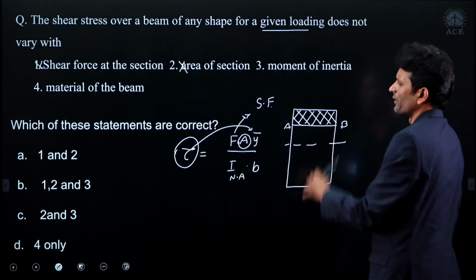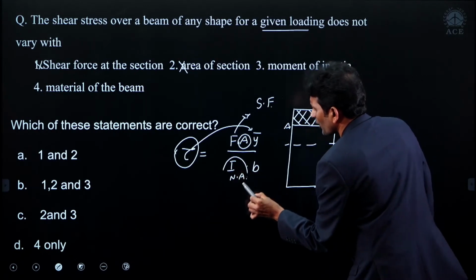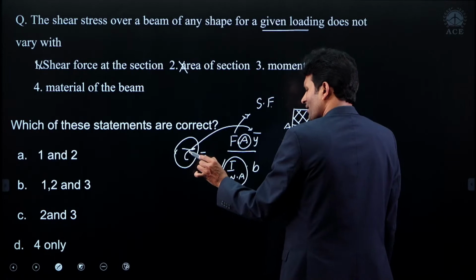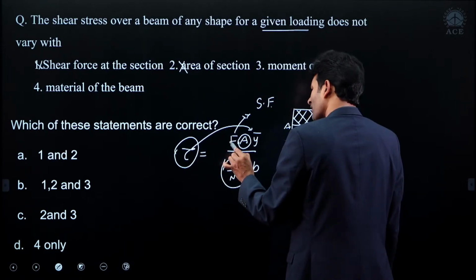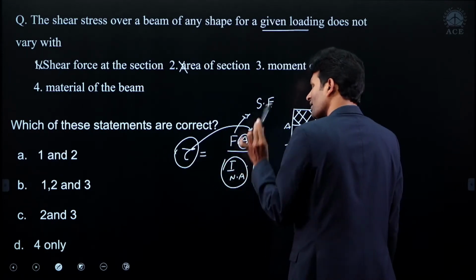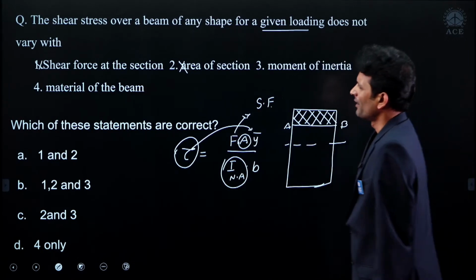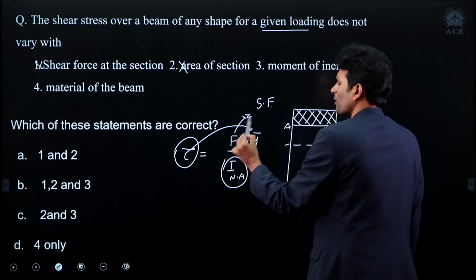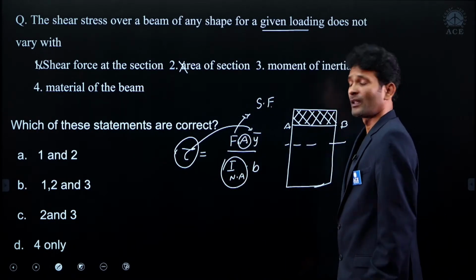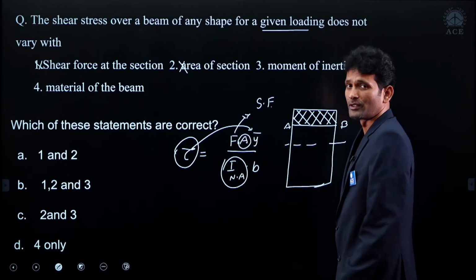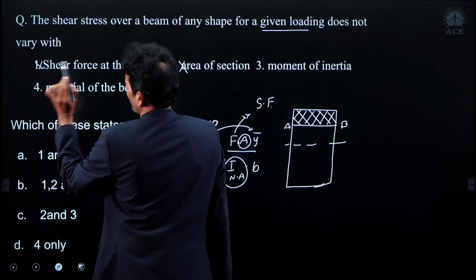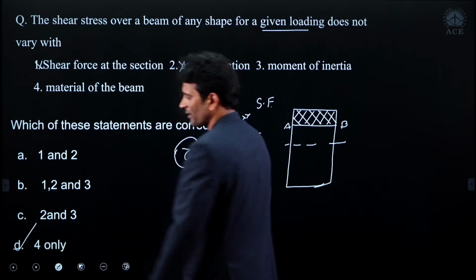Third వచ్చేటప్పటికి moment of inertia. Yes, look at here. Denominator లో moment of inertia ఉంది. So the developed shear stress in any beam depends on the shear force, depends on the area of the cross section, depends on the moment of inertia. And the fourth one, material. Yes, have you found any material property in this case? No. We do not find any material property in this case. That means the developed shear stress is independent of the material of the beam. So option D is correct.